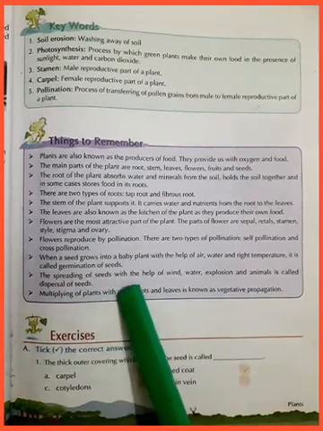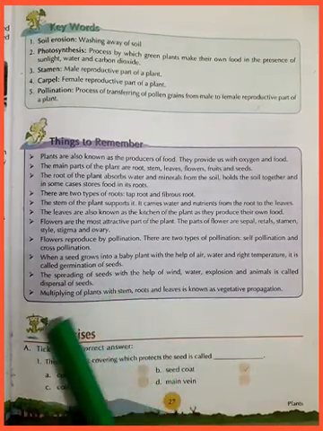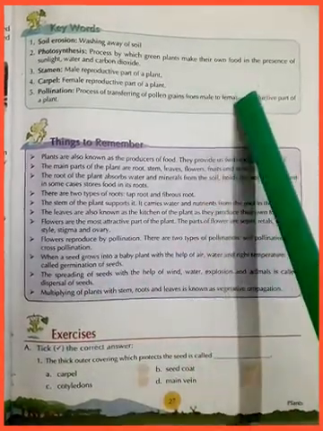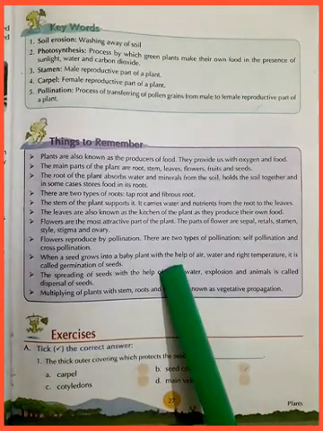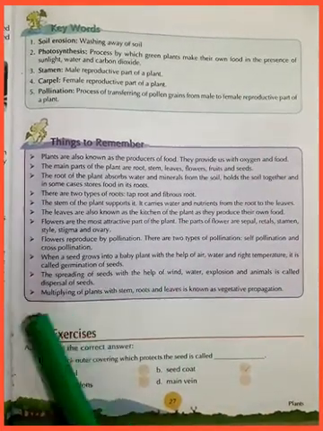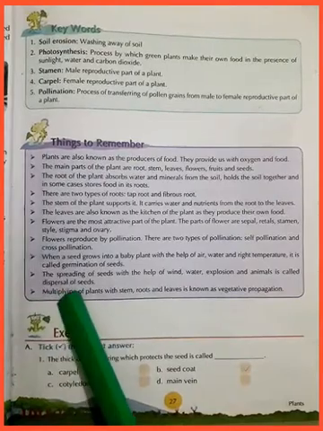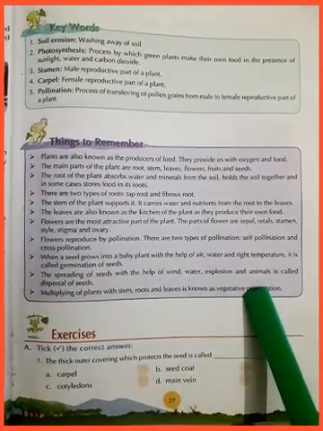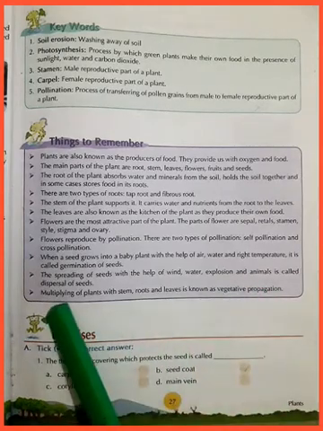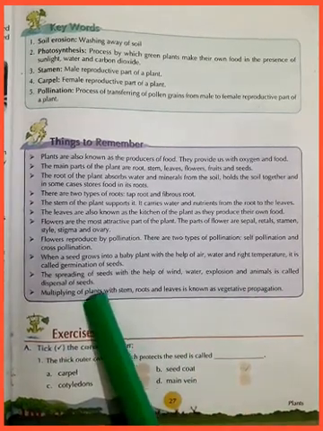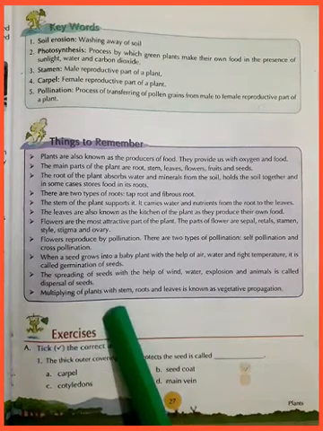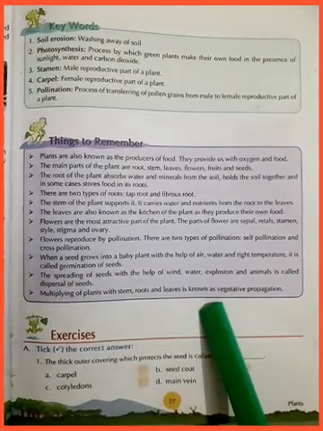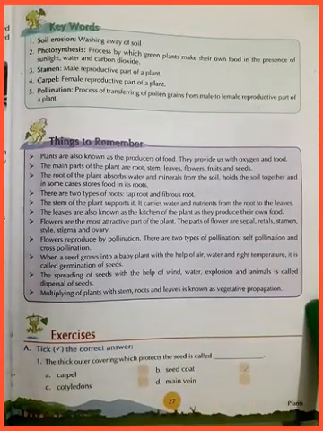When the seed grows into a baby plant with the help of air, water and right temperature, it is called germination of seeds. Mostly questions may be asked from the keywords and things to remember, so you need to learn all these. Spreading of seeds with the help of wind, water, explosion and animals is called dispersal of seeds. Multiplying of plants with the stem, roots and leaves is known as vegetative propagation.